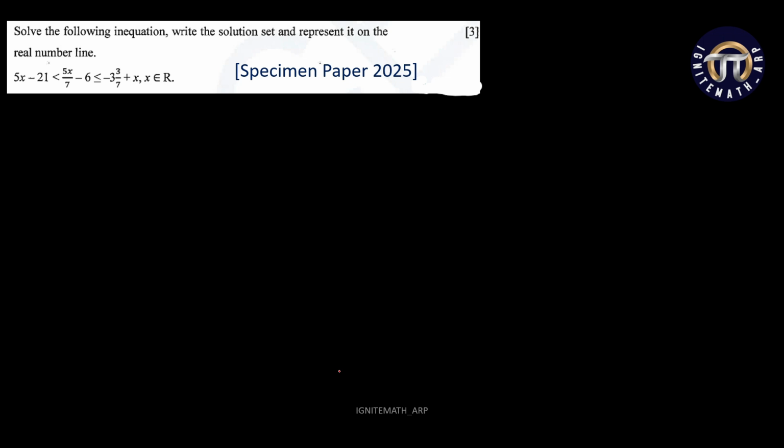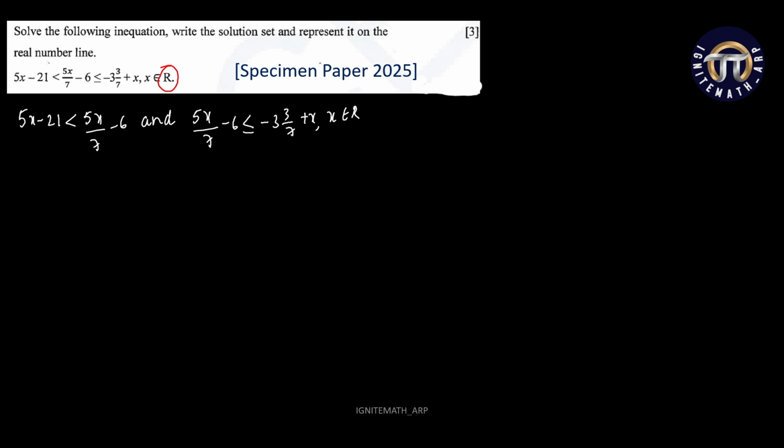Clear? Yeah. So now let me go to the specimen paper 2025. I have chosen a question from the specimen paper. Let us solve that question now. So here it is: 5x minus 21 is smaller than 5x by 7 minus 6, and 5x by 7 minus 6 is smaller than or equal to minus 3 by 7 plus x, and x belongs to the set of real numbers. You should be very careful while identifying the set of replacement. Clear? So now what I do, I will take the LCM.